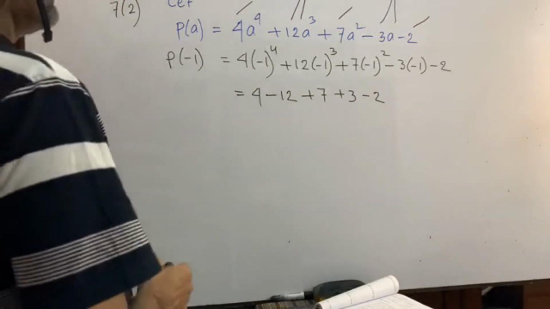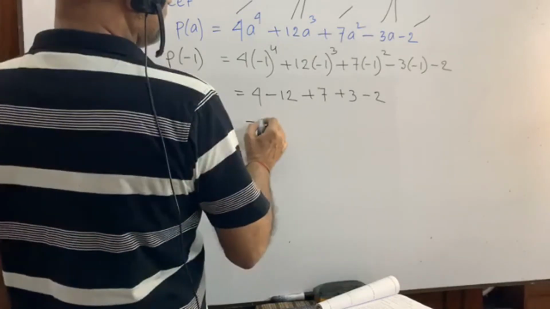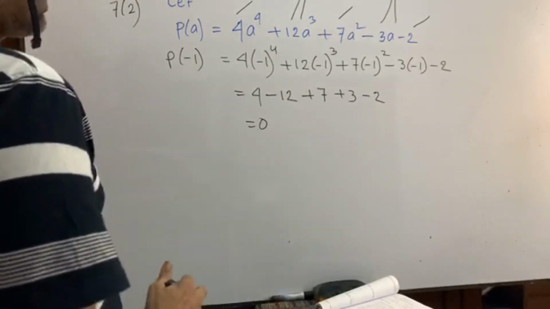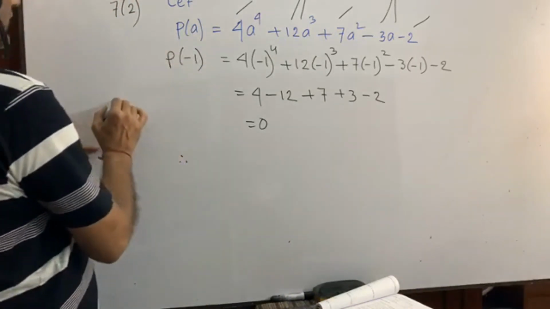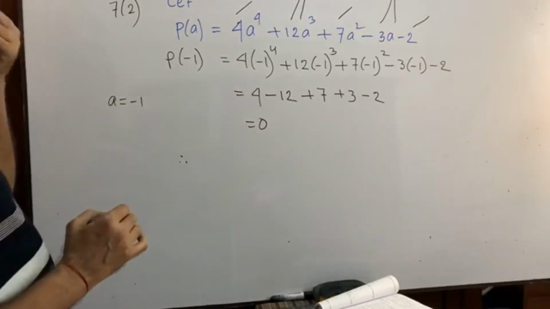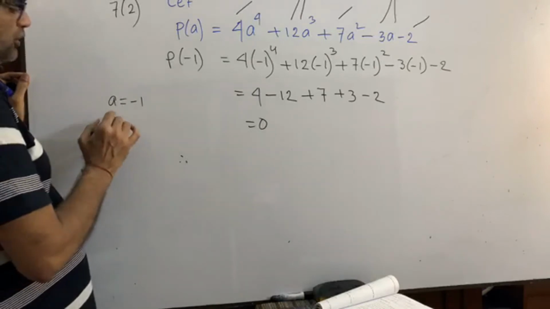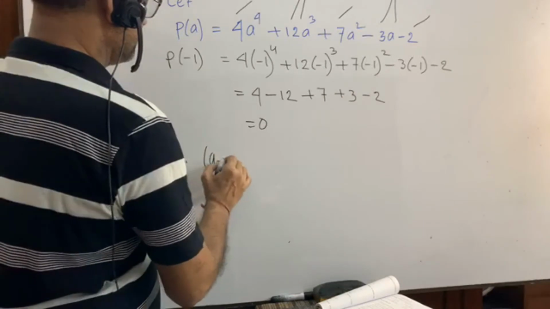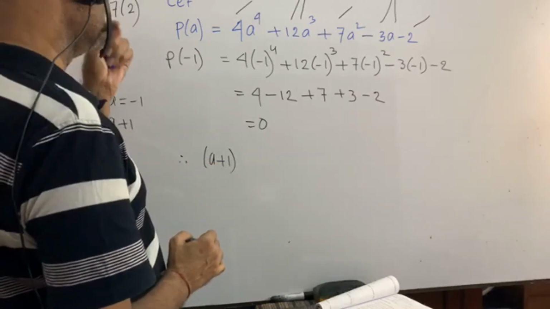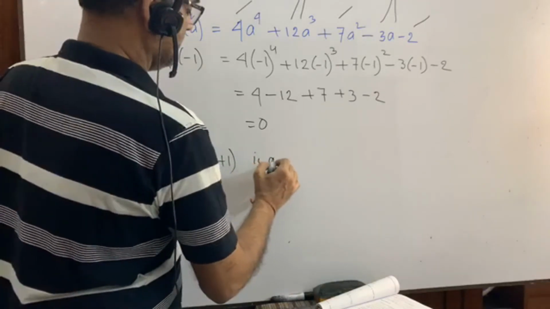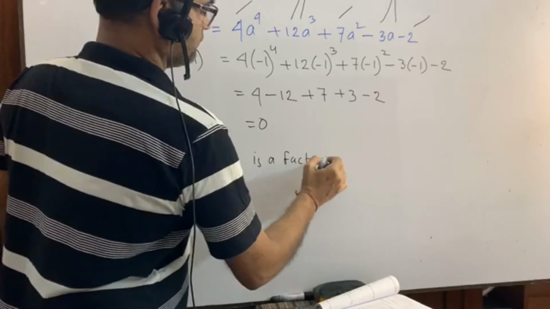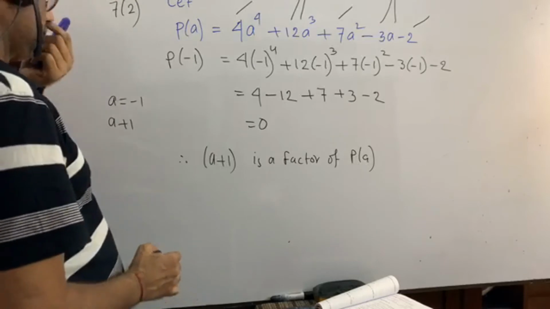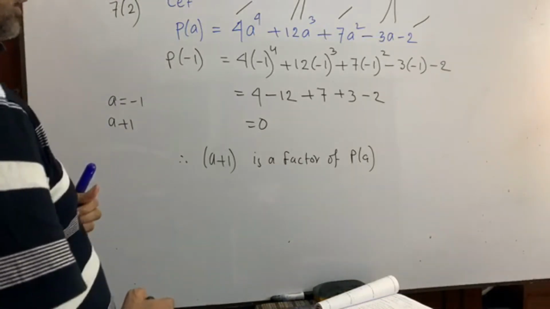Okay, then we are getting 0. 4 plus 7, 11, plus 3, 14. Yes, it is 0. Then we can write, therefore A equals to minus 1. You see, A equals to minus 1, and if minus 1 is taken to the left hand side, we will get A plus 1 is a factor, right? Write down, therefore A plus 1 is a factor of P of A, okay.